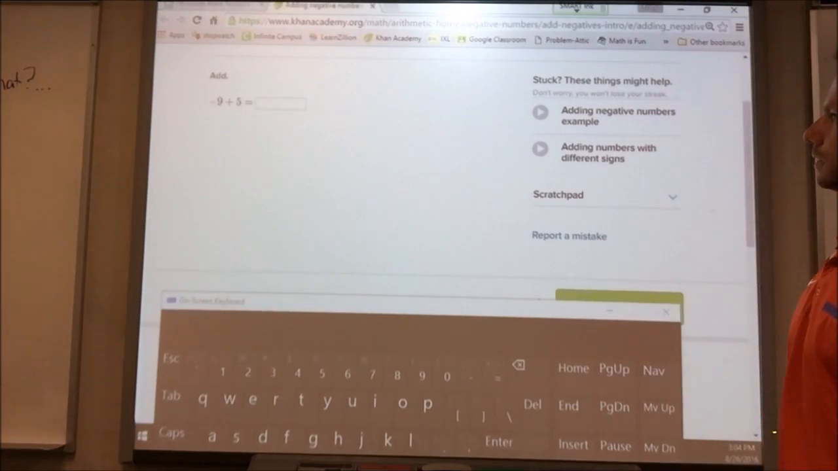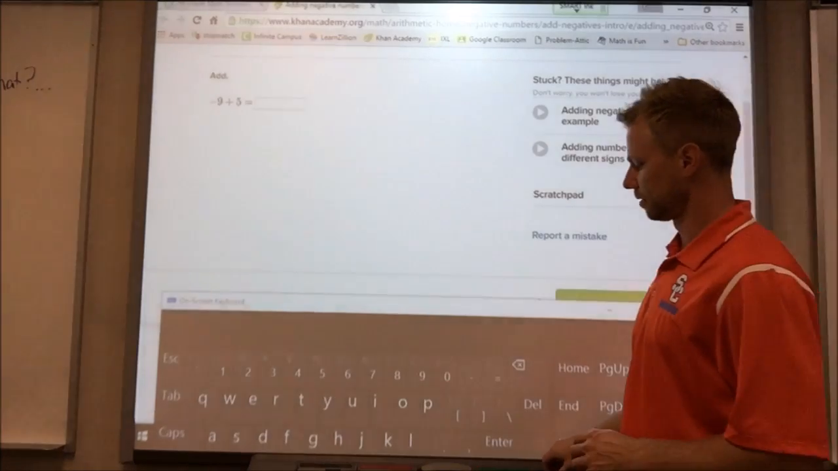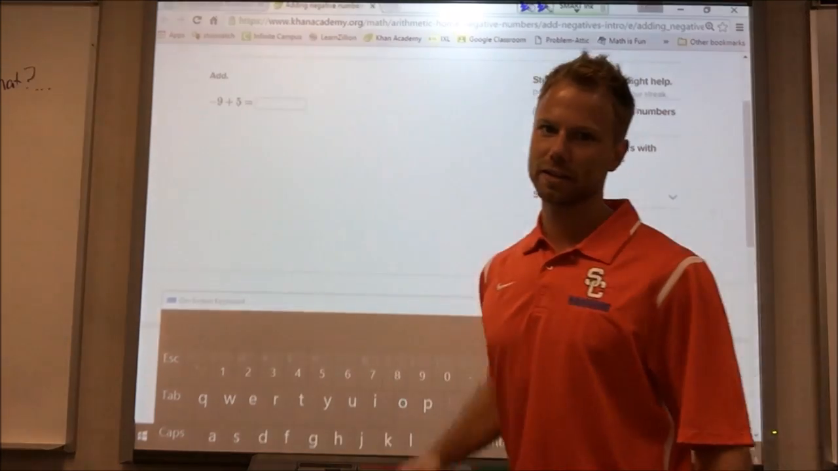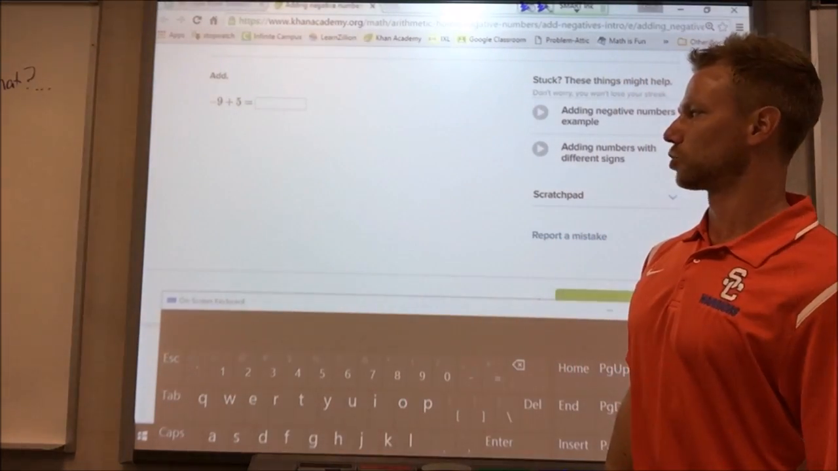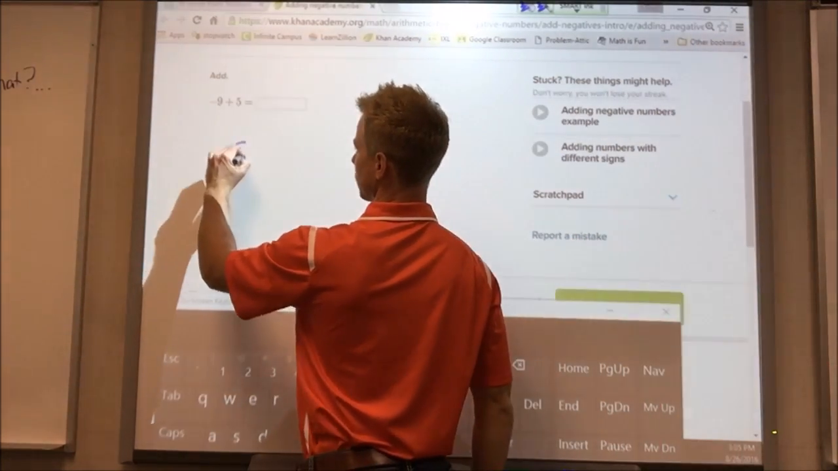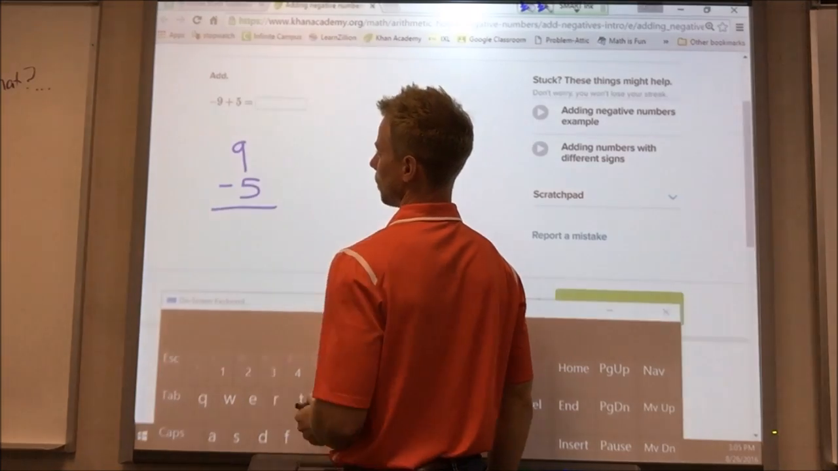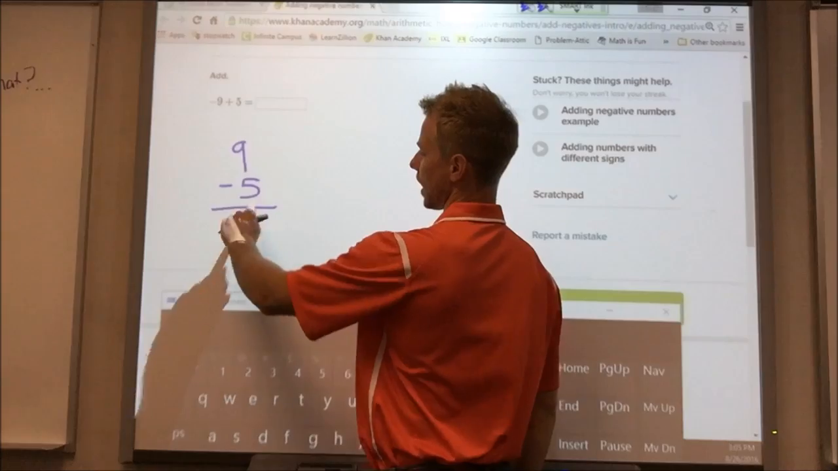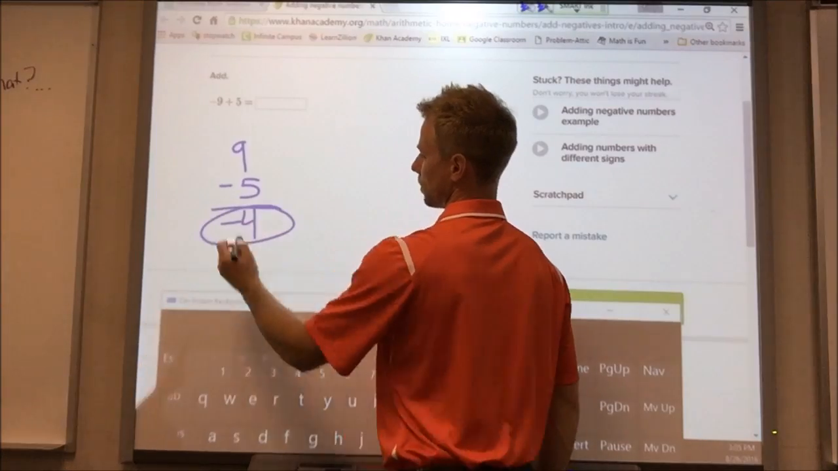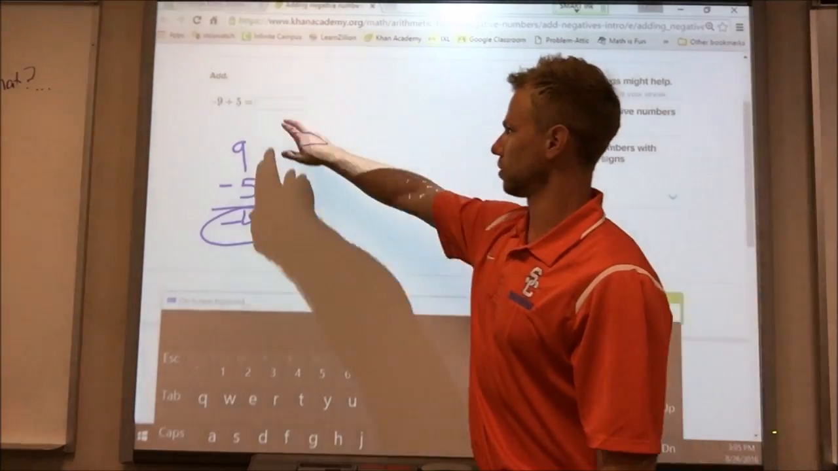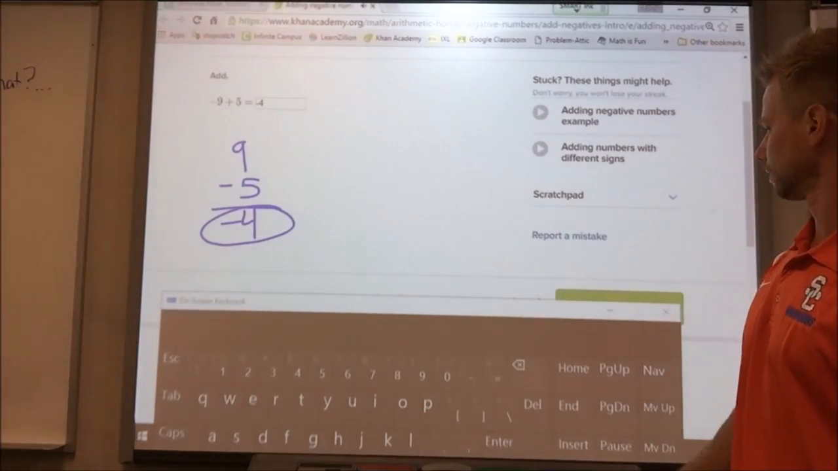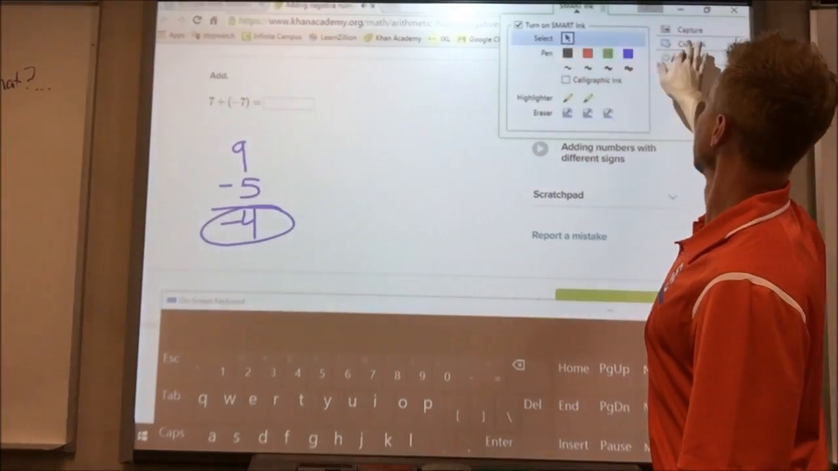Let's try another one. -9 plus 5, another rule. When we have a negative and a positive, that's two unlike signs. We subtract and keep the sign of the bigger number. So I always subtract biggest number minus smallest number. 9 minus 5 is 4. The sign of the bigger number, well, 9 is a bigger number, the sign is negative, so that becomes a -4. So I plug in -4, and I'm good.